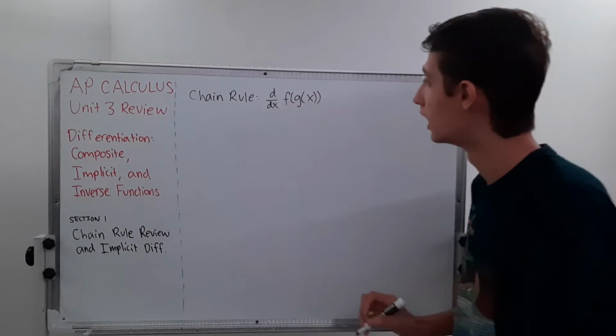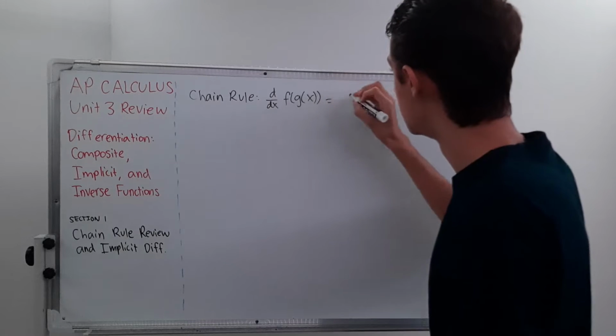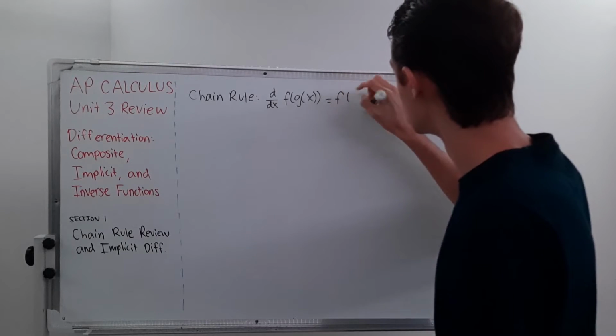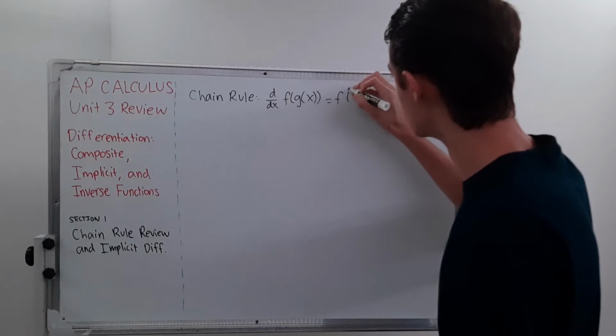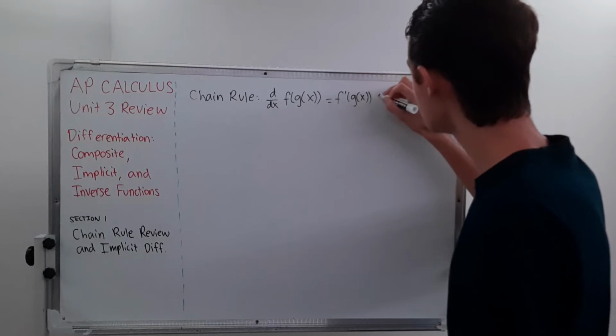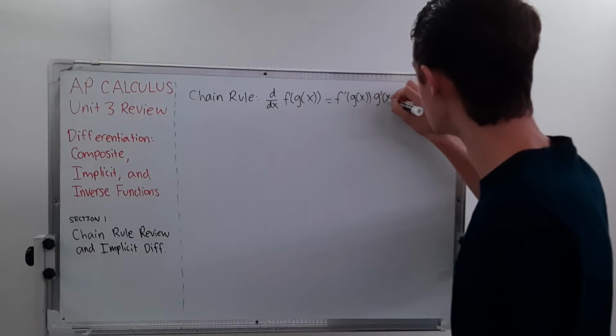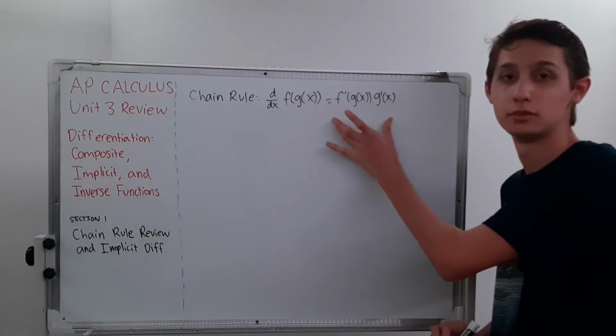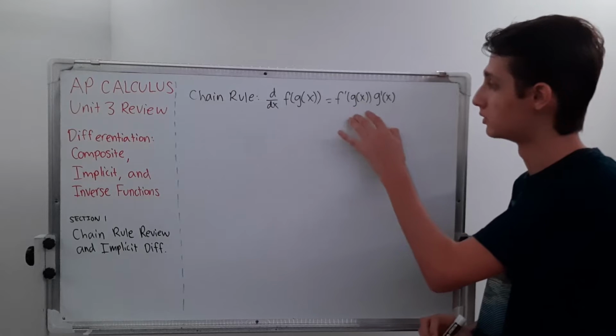This is equal to f prime of g of x times g prime of x, and that's what this means. So f prime of g of x times g prime of x.